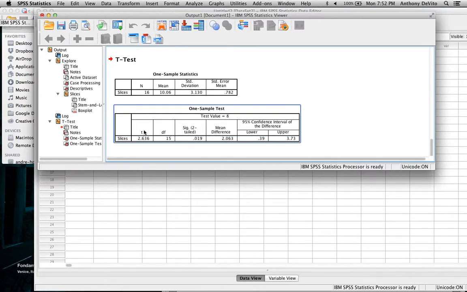But with SPSS, we're able to do a little bit more detailed analysis and actually calculate the p-value, which is nice because now we know not just that we are less than 0.05, but there's less than a 2% chance that we are wrong if we reject the null hypothesis. Okay?